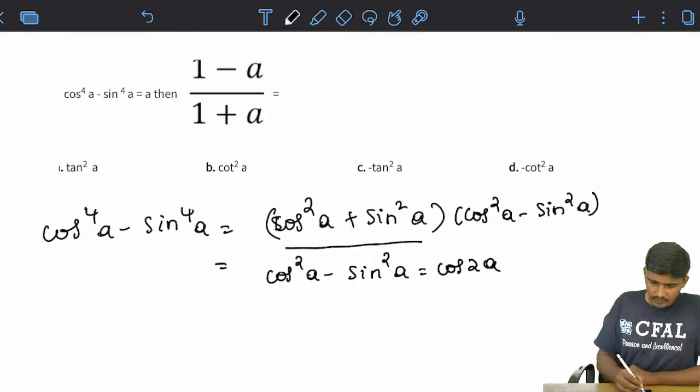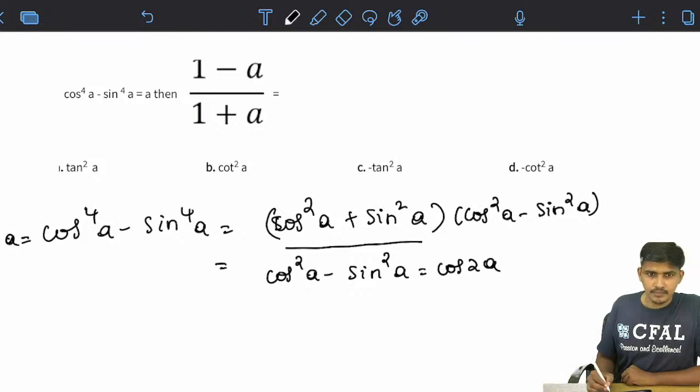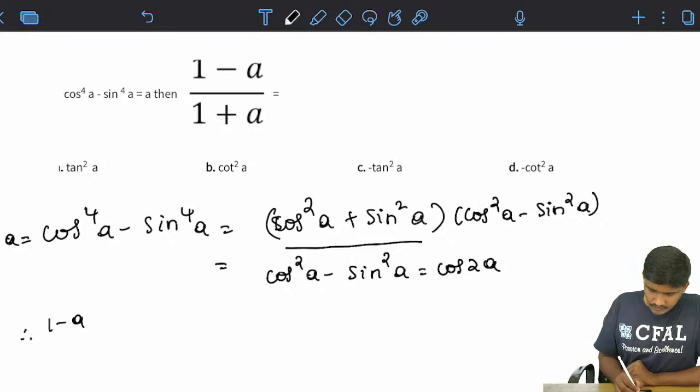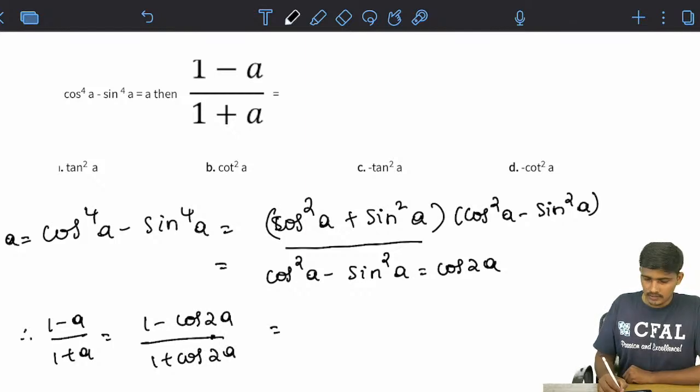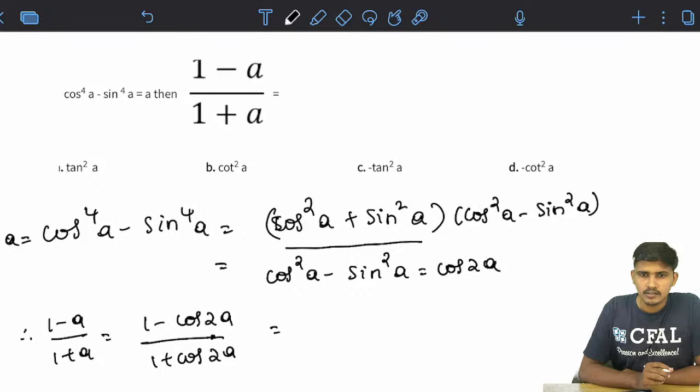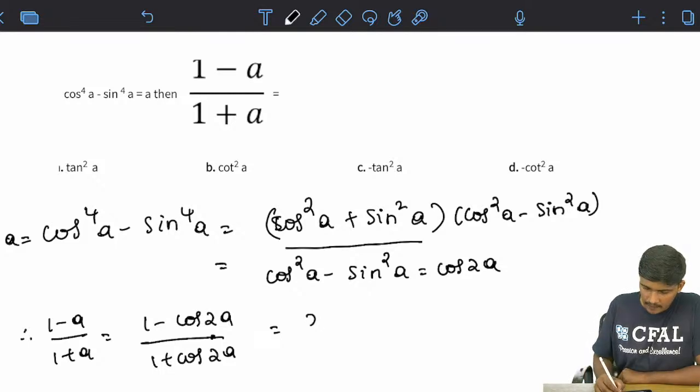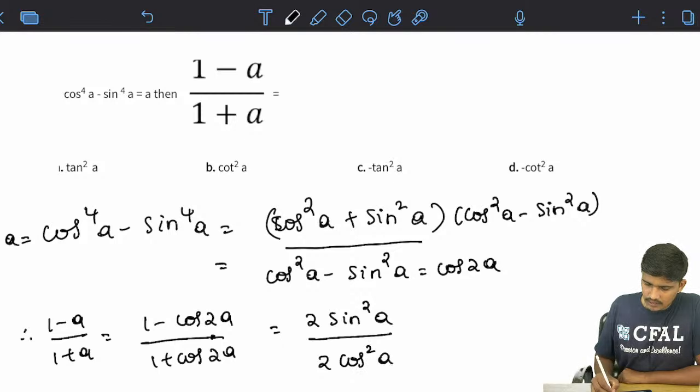So therefore the value of a is nothing but cos 2a. So 1 minus a divided by 1 plus a will be equal to 1 minus cos 2a divided by 1 plus cos 2a. What is 1 minus cos 2a? 1 minus cos 2a is nothing but 2 sine square a, and 1 plus cos 2a is nothing but 2 cos square a, right?